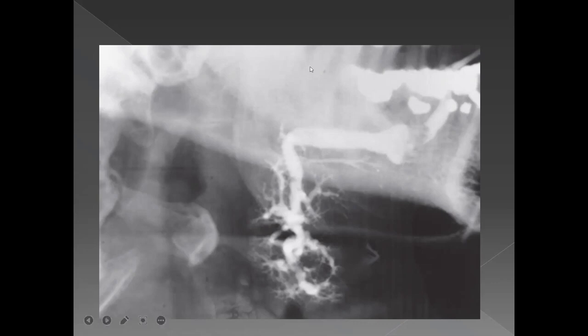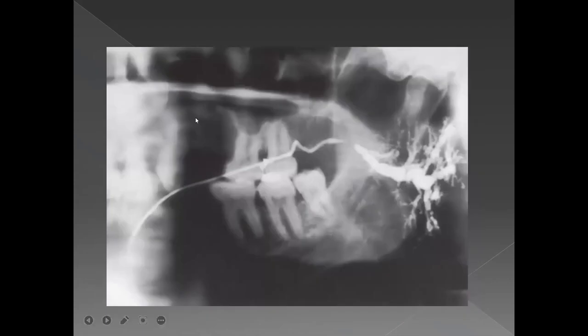Like I said, stones don't necessarily have to be calcified. They can be uncalcified stones, so you probably won't see increased radiopacity in this area. That's why we usually do a xylogram, because we can't detect them on non-occlusal X-rays. Okay, coming to the next one.